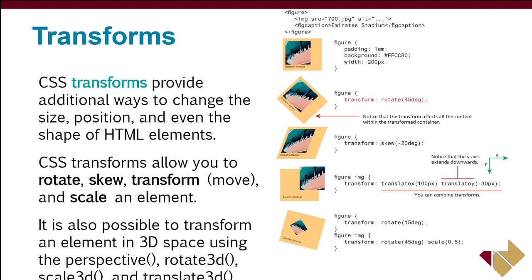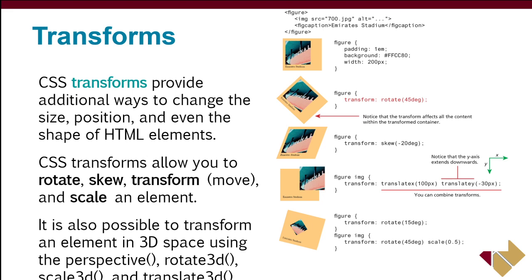I'm sorry. The next is translate. Now notice that this is just affecting the image, because in the CSS to the right, it's saying, if it is an image within a figure, do this. So the way that you move stuff is you translate it along the x-axis or the y-axis. So x-axis left to right, y-axis up and down. And then notice also here that we have a positive and a negative value.